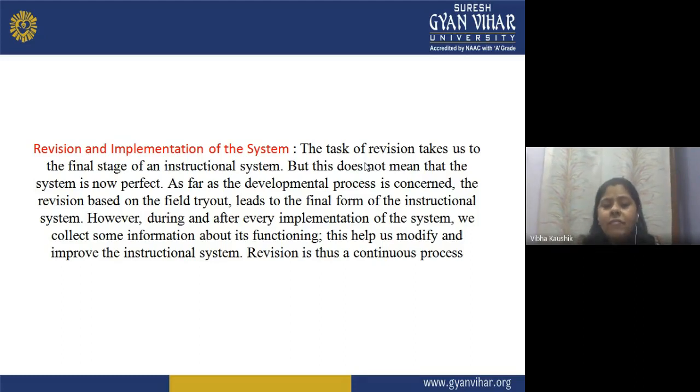No, after every implementation of a system we collect some information. Some information will be generated about its functioning, how it functions. This helps us modify and improve the instructional system. Revision is thus a continuous process, because the implementation of the system is a continuous process.